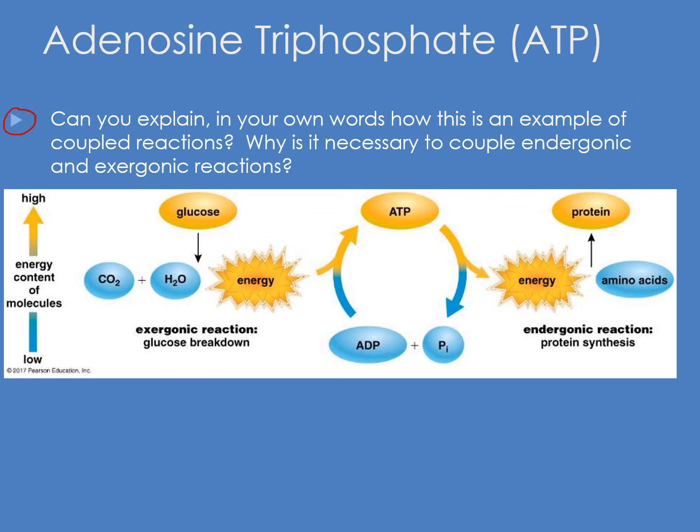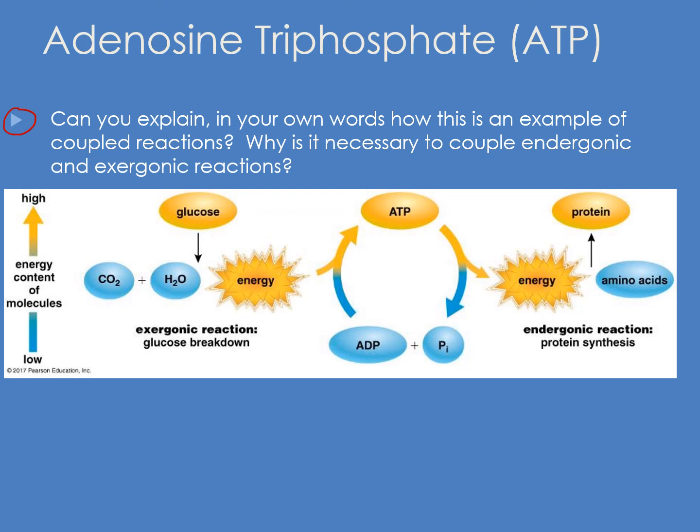So again, adenosine triphosphate. Triangle 1, little challenge for you. Can you explain in your own words how this is an example of coupled reactions? Why is it necessary to couple endergonic and exergonic reactions? Pause the video and try to restate what we have just talked about in the last couple of slides. You can pause the video. If you have not paused it, I will now go on.